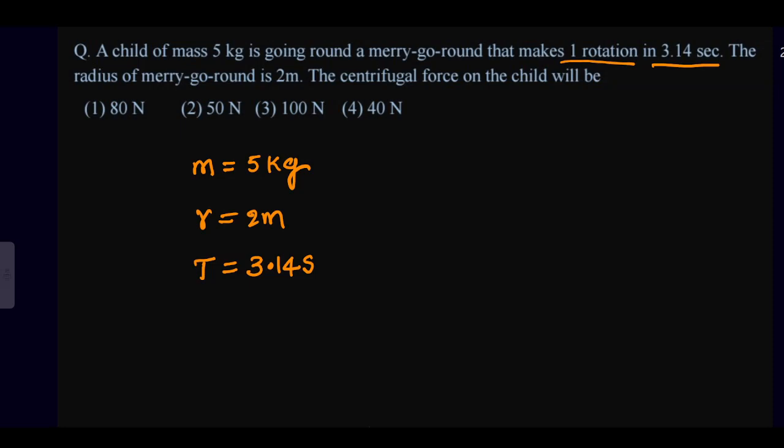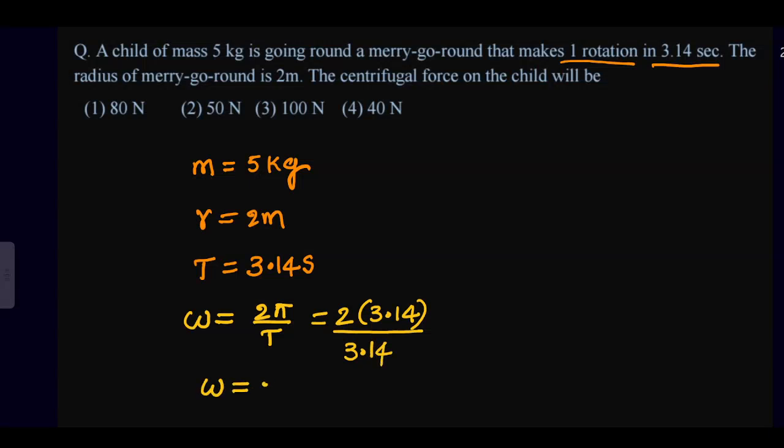Now they ask us to find the centrifugal force. As we know, omega equals 2 pi by T. So 2 into pi, which is 3.14, and the time period T is also 3.14. Then the omega value is 2 radians per second. This is the omega value we got.